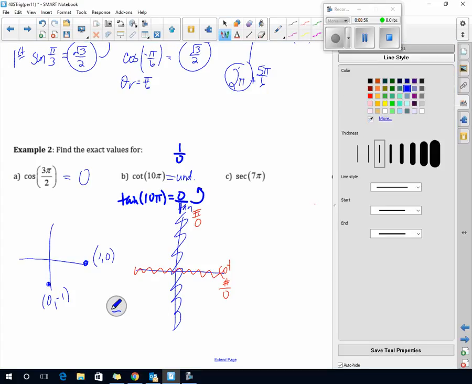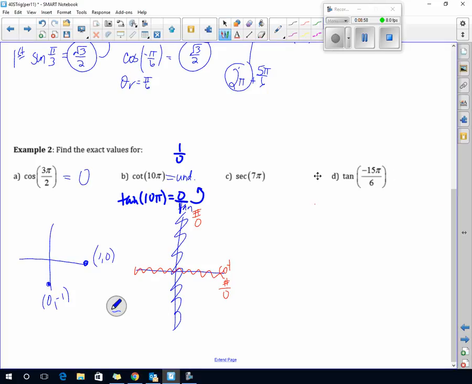Okay, so secant of 7 pi. 7 pi would be where? On the left-hand side. What's the coordinate there? Negative 1, 0. What's the reciprocal of secant? Cos. So first we find cos of 7 pi, and what would that be? Negative 1. So when we flip negative 1, what do we get for secant? The same thing. Look at that.